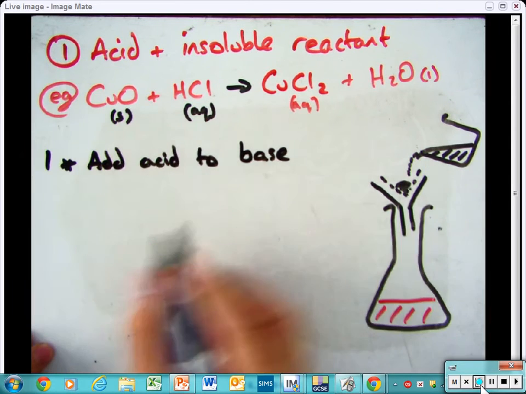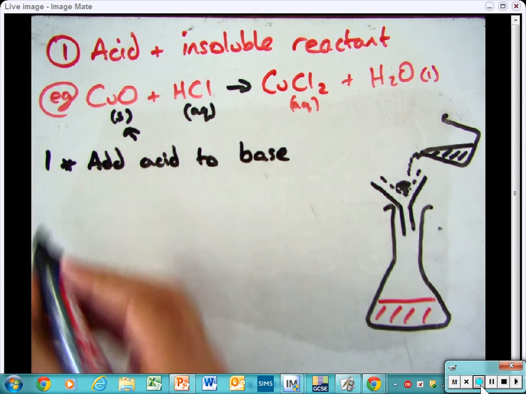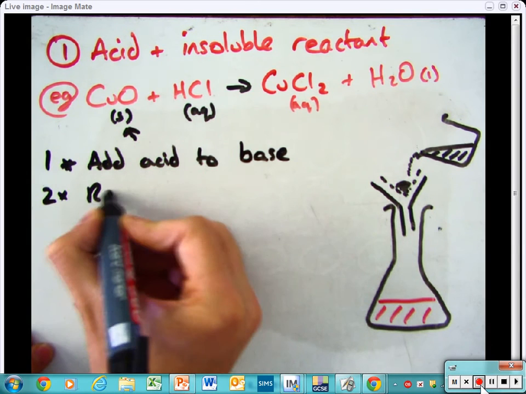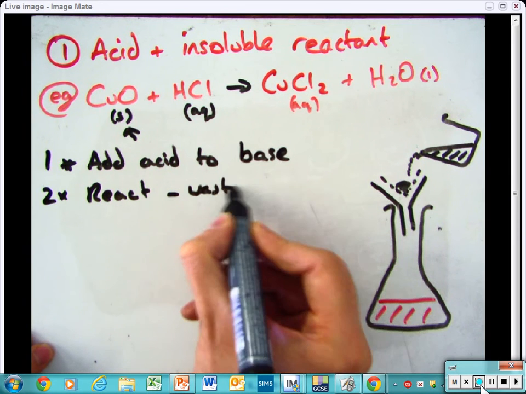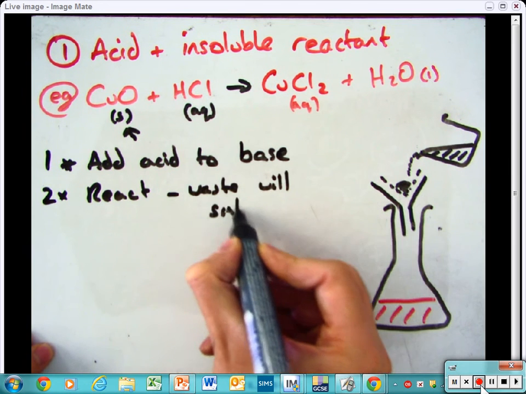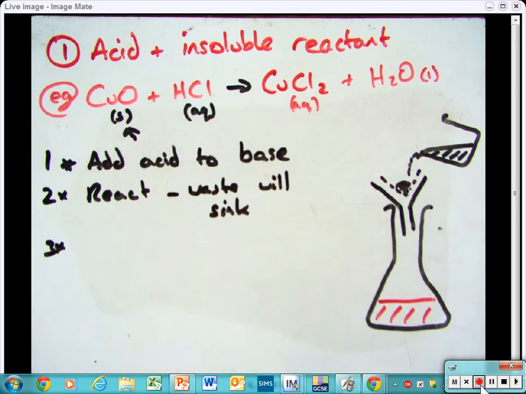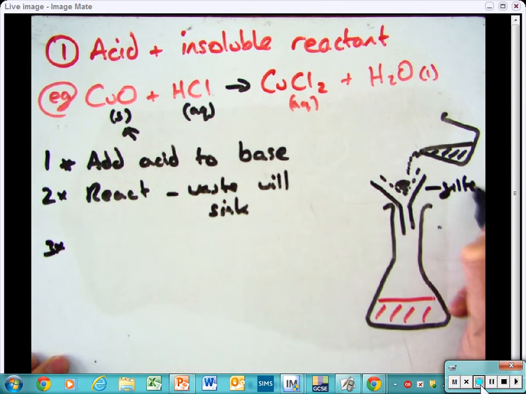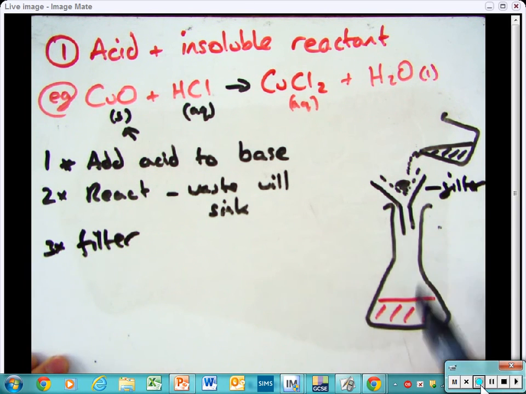So step one, you add the acid to the base. The oxide is the base, which is an insoluble solid. Number two, it will react. And you'll know when it's finished reacting because the waste will sink to the bottom. Then you've got your copper chloride in solution with your liquid. You tip it into some filter paper, and it will come through in here as your solution of copper chloride and water.